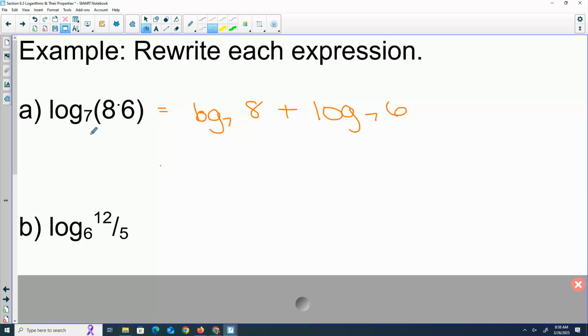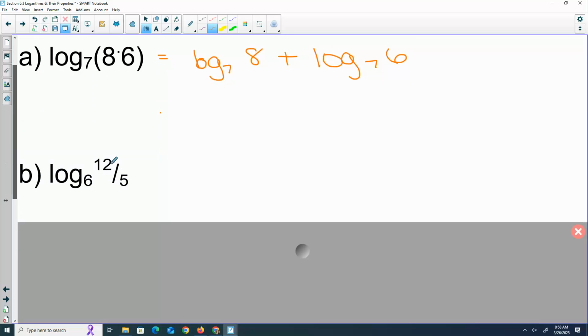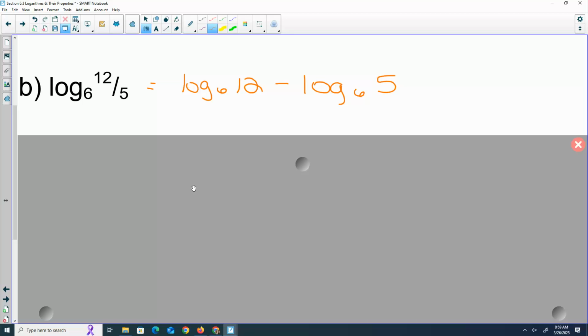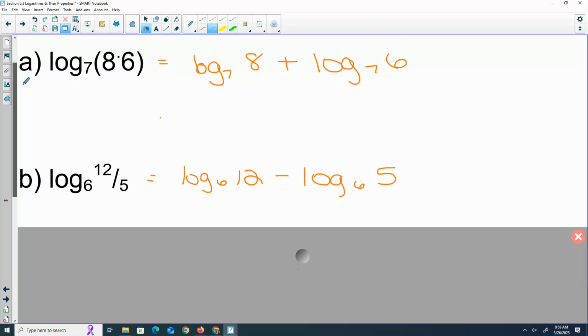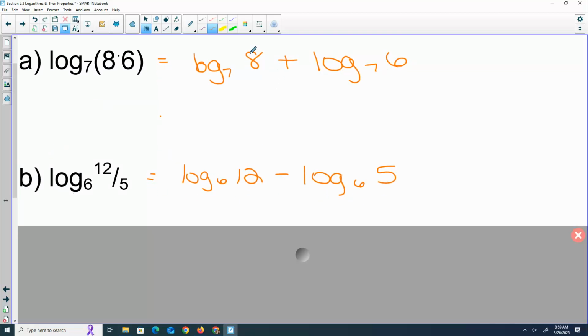Okay. If I said log base 6 of 12 over 5, how would you expand that one? So we would say log base 6 of 12 minus log base 6 of 5. You need to write LOG, not just LG for short. Sorry, I think my first one was just sloppy, I kind of wrote my O on top of my L on that one.